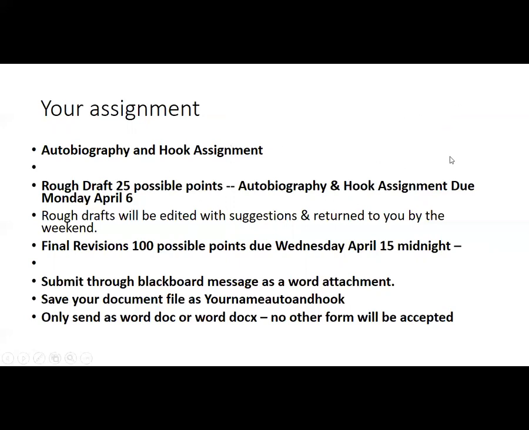So I'll send it back to you, and then your final revisions, which are worth 100 possible points. I started to say 1,000. Woo. The rough drafts are worth 25, the revisions 100. Those are due Wednesday, April 15th at midnight. You're going to submit these through Blackboard Message as a Word attachment.